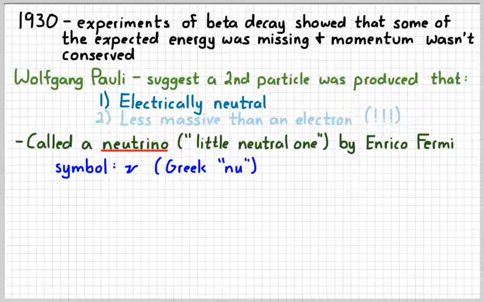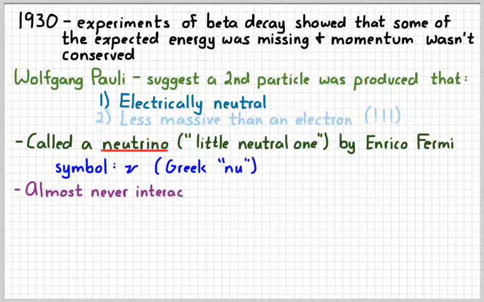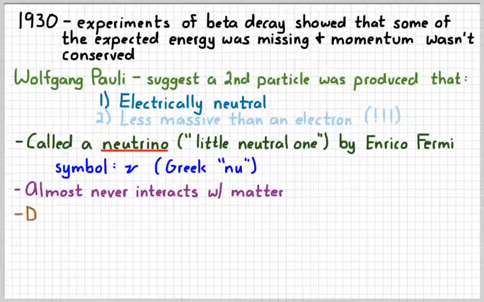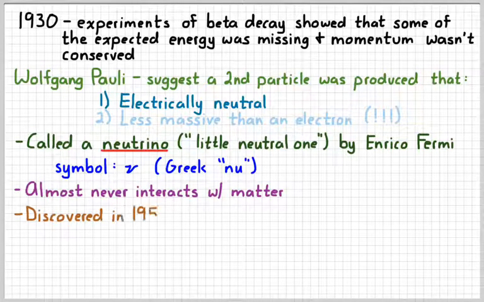If you just draw a V, people would know what you mean. Because neutrinos are not charged and they're very, very small, they almost never interact with matter. They're very, very hard to detect. In fact, they weren't actually discovered until the 1950s, about 20 years after we noticed that there was something else going on in beta decay.